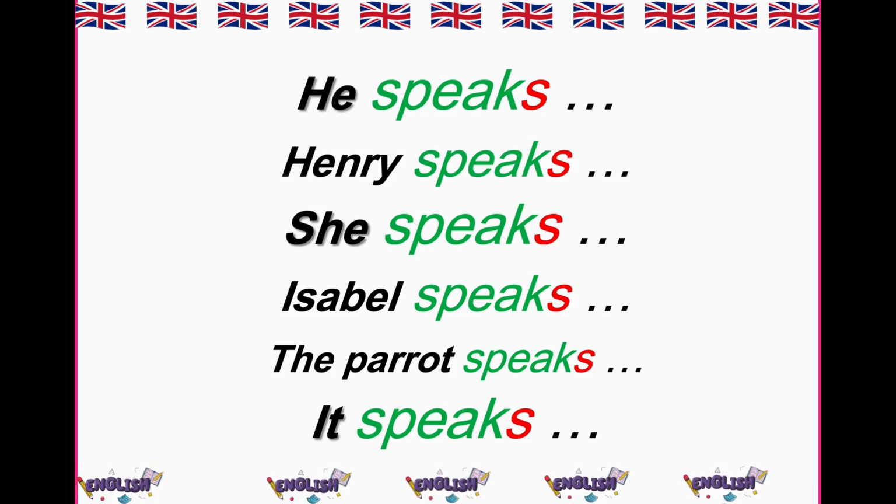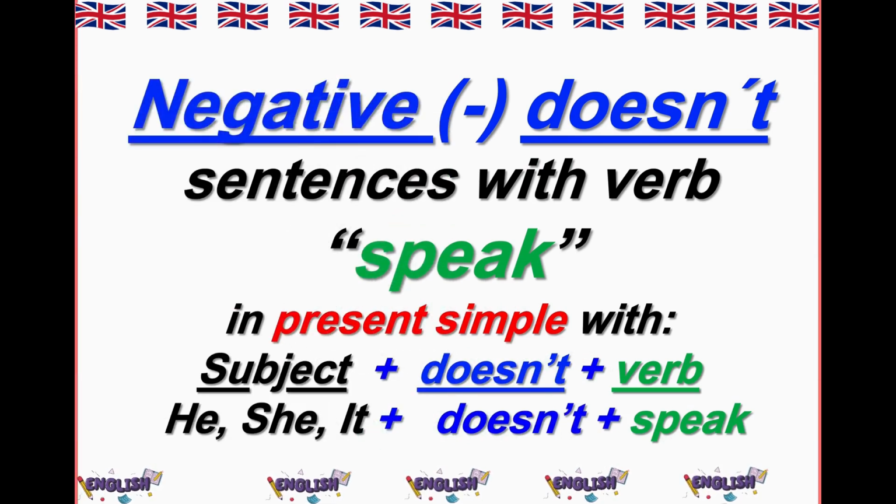Let's see more examples. The negative form in the present simple with he, she, it is with the word doesn't. Some students write don't. No, don't, it's not correct. So he doesn't speak. She doesn't speak. It doesn't speak. We notice that speak is with he, she, it, but it doesn't take S. Why? Because we have doesn't. So when we have doesn't, the verb doesn't take S with he, she, it.